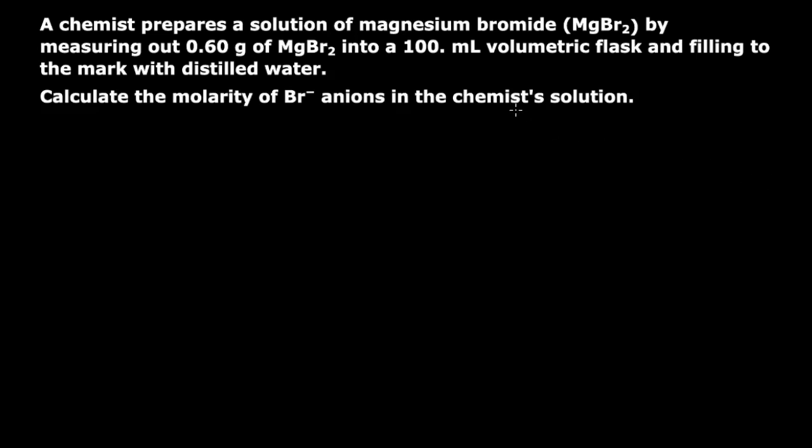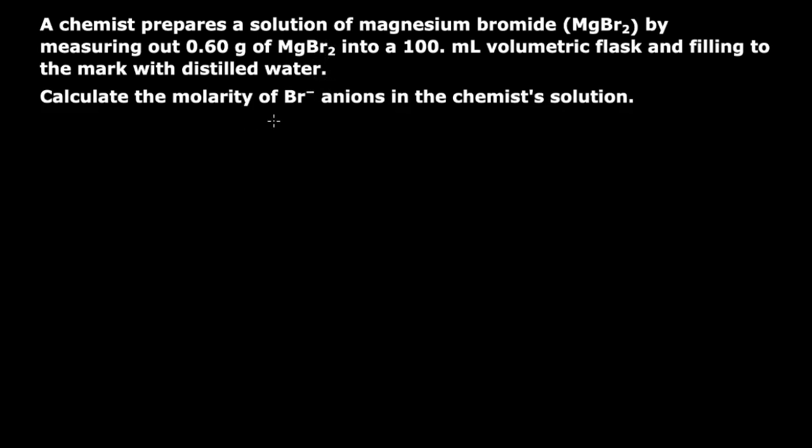So in this question, we have magnesium bromide, or MgBr2, and we're going to take 0.6 grams of the MgBr2 and put it into a volumetric flask that has 100 milliliters of water. And what we want to know is the Br minus anions that are going to be in this solution, because when you take MgBr2 and put it into water and it dissolves, it's going to make a cation, which will be the Mg, and an anion, which will be the Br right here.